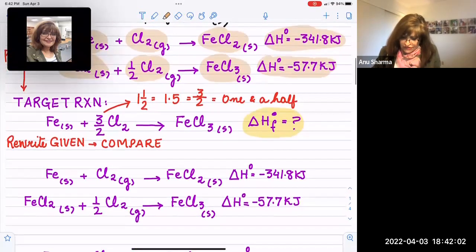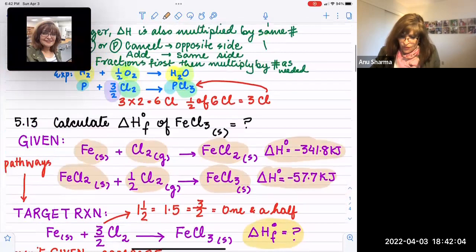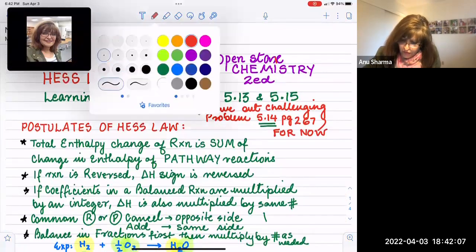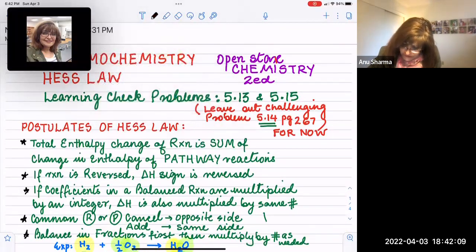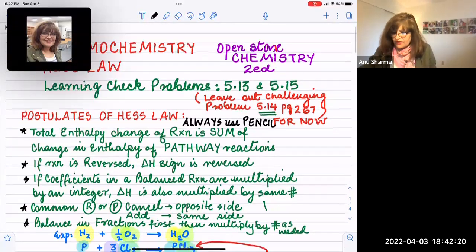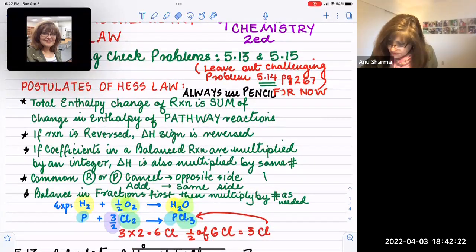Okay, now let's do this. Always, for Hess's law, always use pencil because you might have to go back and forth. So always use a pencil, so you don't have to erase and all that. Okay, so let me just clear this up.